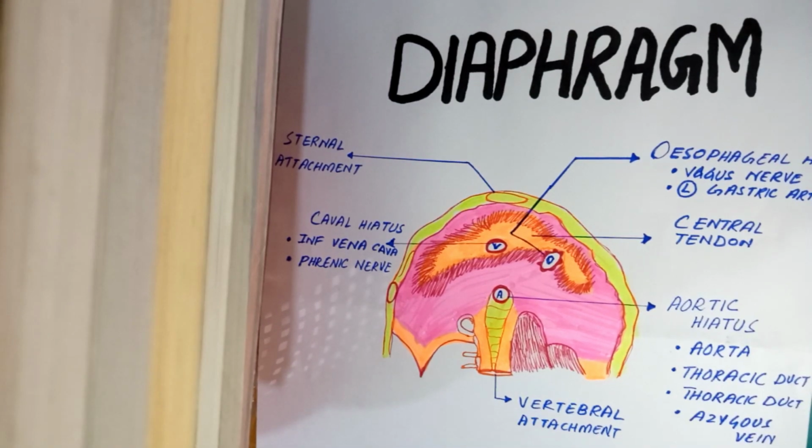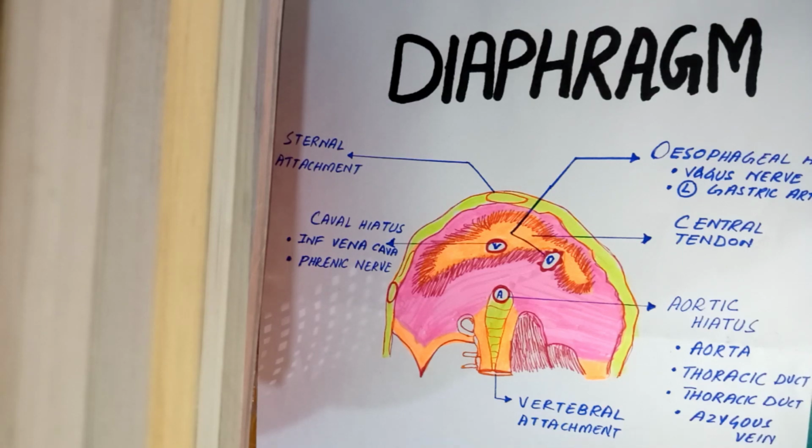The median arcuate ligament is basically a thickened fascia. It is nothing but a fascia that covers the anterior surface of the psoas muscle. If we have median, we must have lateral arcuate ligament. So yes, we have lateral arcuate ligament, which covers the quadratus lumborum muscle. The psoas and quadratus lumborum both are muscles of the abdomen. They make the posterior side of the abdomen. So this was the origin of the diaphragm.